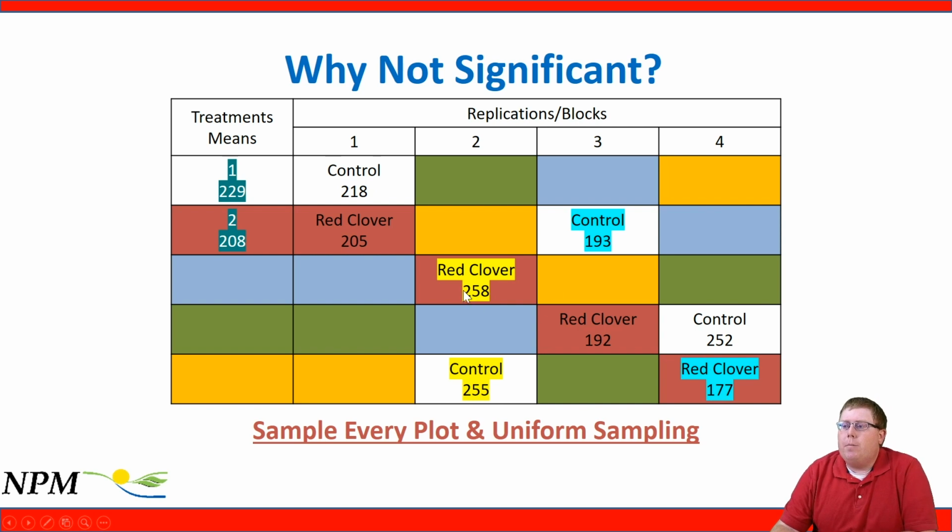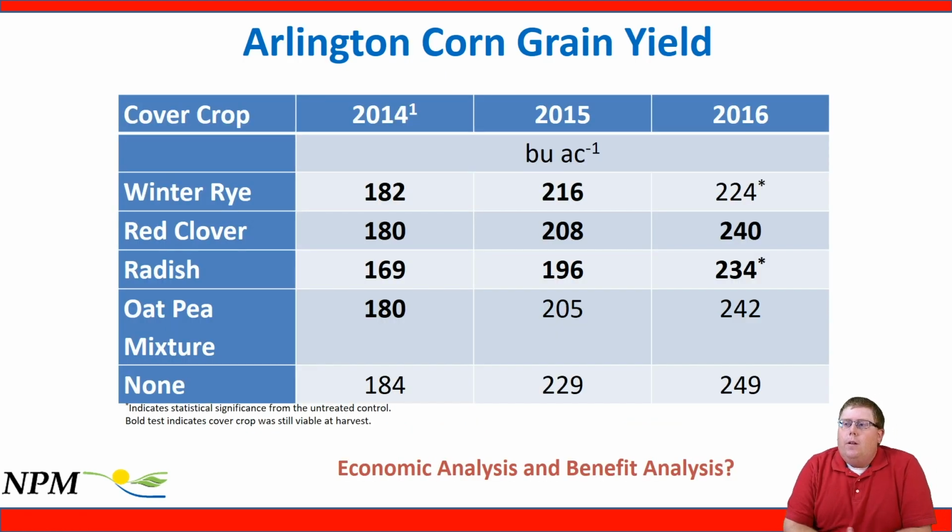Obviously, we would be much happier if we had this 258 yield plot compared to our 255 rather than our 195 and 177. But again, that's the power of replication. That's the power of statistics to tell us the full story. We look at corn grain yield for this trial over 3 years. It tells a little bit more of an interesting story.